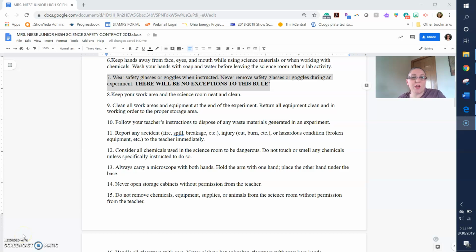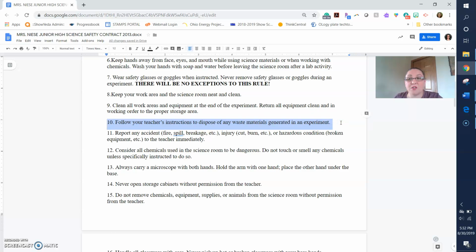Number 8, keep your work area and science room nice and clean. Please put things back how I have them set out, or listen to instructions on how to put things away. Keep all work areas and equipment clean at the end of the experiment. Return all equipment clean and in working order to the proper storage areas. Follow your teacher's instructions to dispose of any waste materials generated by the experiment.